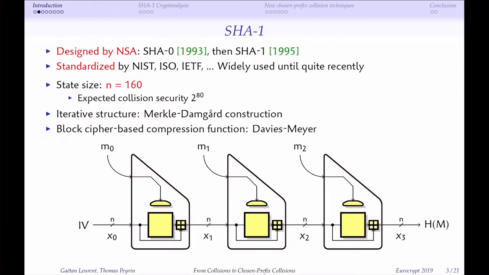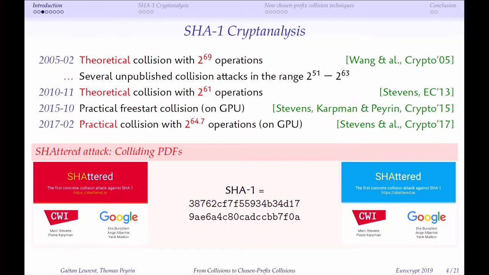And now what is inside this compression function? So we have something that looks like this. It's a construction called Davies-Meyer, and it's based on a kind of block cipher. So here is a block cipher. You take the message as the key, you encrypt your chaining value, you get a new value here, and then you add the encrypted value and the initial value, and that's your new chaining value. And I will not go deeper inside the block cipher, so this is really all you need to know about SHA-1 for this talk.